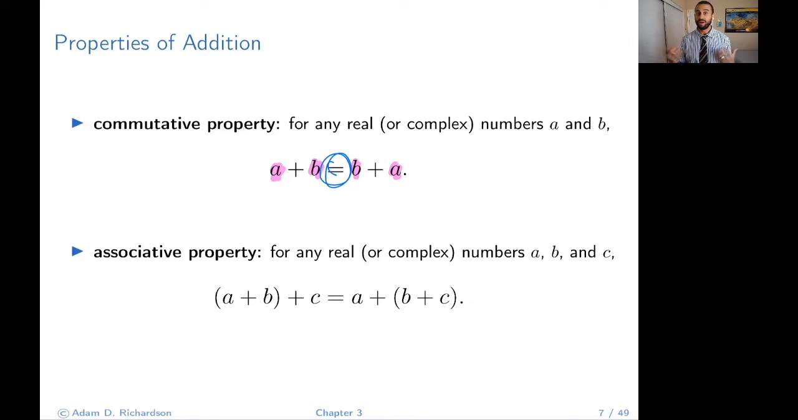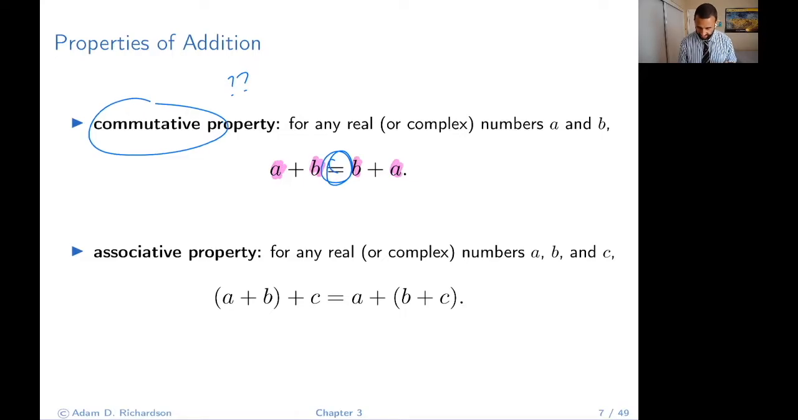If A and B are not numbers and there's something else, well, then this might not actually hold. So that's a subtlety there, and we'll talk about it a little bit later when we talk about multiplication. But in general, commutativity, being able to move things around, is a very special property to have, and we're lucky that numbers have that property, the real numbers or complex numbers.